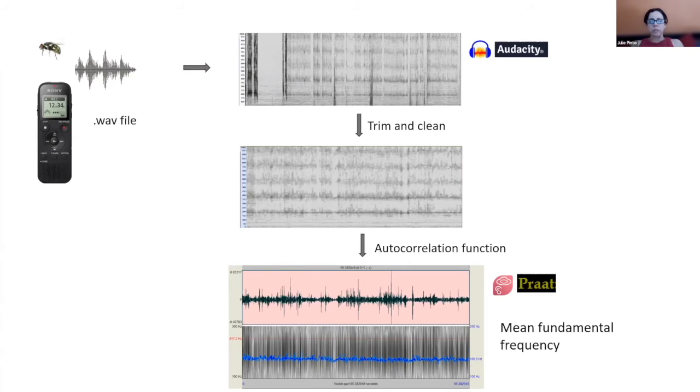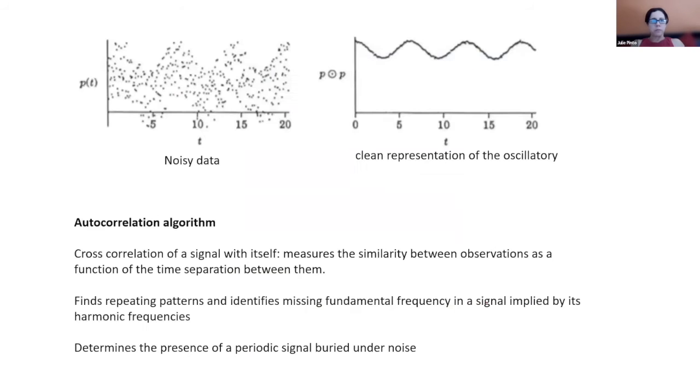I used the autocorrelation function in that software. And so I was able to bring it in, and from that, able to find the mean fundamental frequency. The autocorrelation algorithm is excellent for finding a certain signal within a lot of noise. And that was certainly the case. It's amazing how much ambient noise is there when you record.